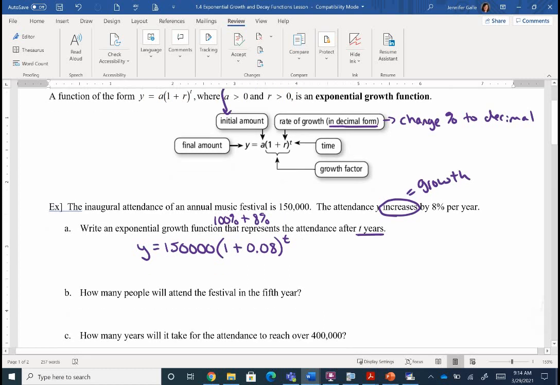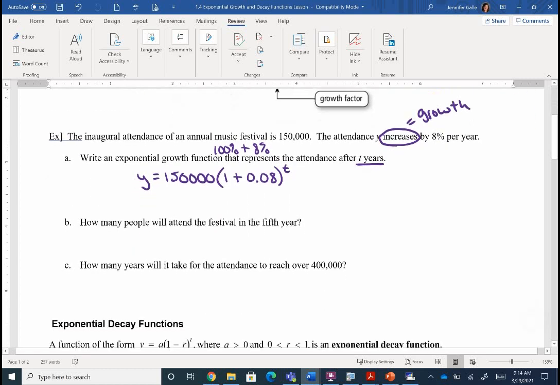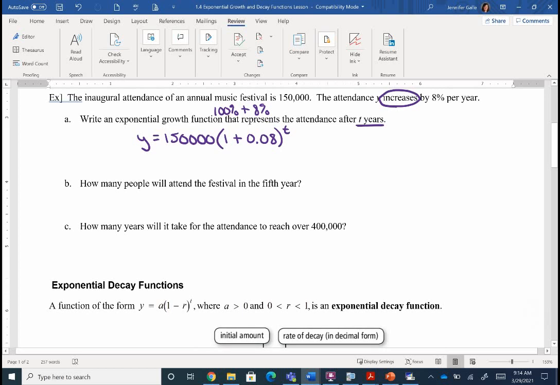So now that we have a function that represents our situation, let's see how we could use it. So letter B says, how many people will attend the festival in the 5th year? If I'm the person in charge of planning this festival, each venue can only hold so many people. And when you book venues for something this big, they can book out years in advance.